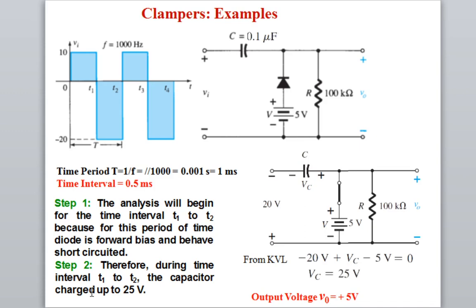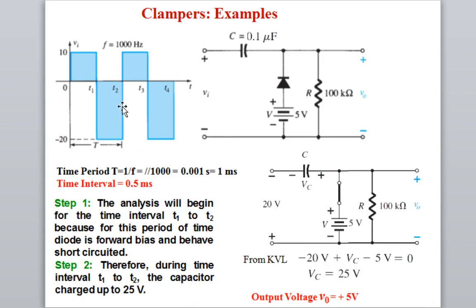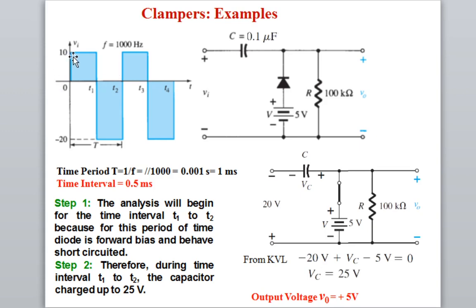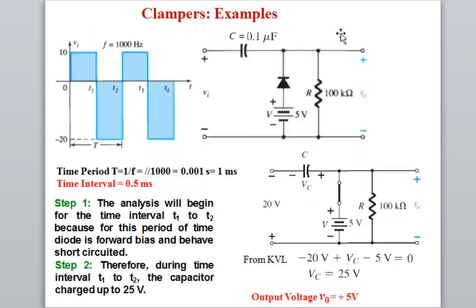Now come to the third step, the time interval T2 to T3. Again, this will be plus, this will be minus, then the diode will go in reverse bias. So I have shown here plus minus, and the power supply is plus 10 volt. I have applied plus 10 volt. The capacitor was charged up to how much? That was 25 volt. But remember the polarity of the capacitor. This was plus and this was minus.